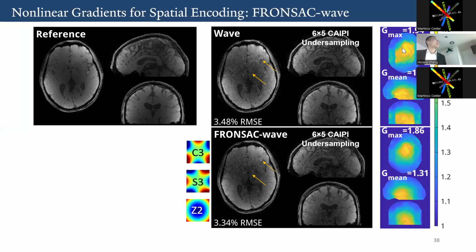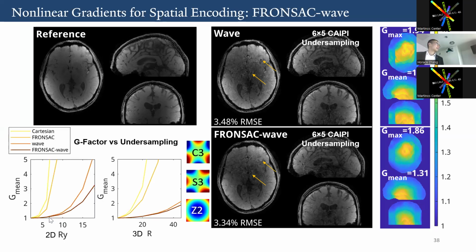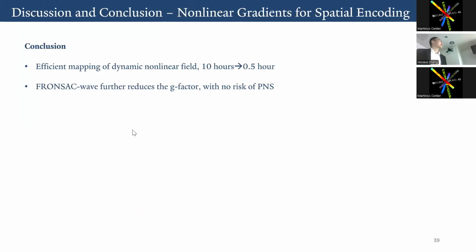And a more intuitive comparison is the G-factor map. Whether it's the maximal G-factor or the mean G-factor, FRONSAC-wave has the advantage. And this is further confirmed by this curve, which is plotted against the undersampling factor. There are 4 curves here, from Cartesian, wave, FRONSAC, and FRONSAC-wave. FRONSAC-wave has a constant advantage, especially at the high undersampling factors. So in conclusion, we have proposed an efficient mapping for the dynamic nonlinear field and drastically reduced the time. And FRONSAC-wave can further reduce the G-factor, but with no risk of PNS.